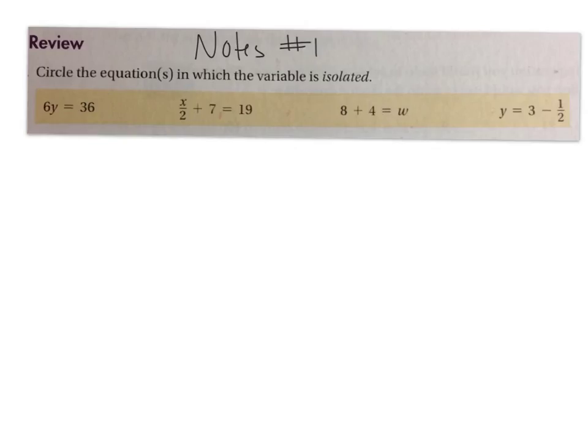I found two that had the variable isolated. 8 plus 4 equals W. There W is by itself on the right-hand side of the equal sign. And Y equals 3 minus 1/2. The Y is on the left side of the equal sign and by itself.